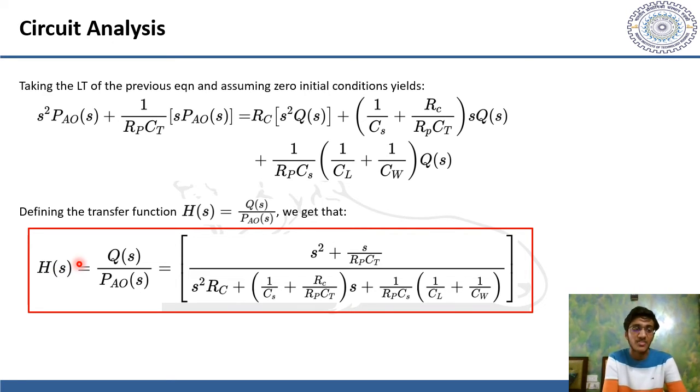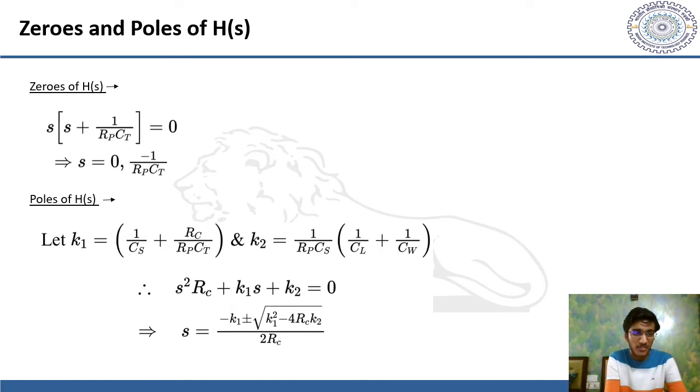In order to do this, we first need to figure out the poles and the zeros of this transfer function H of s. Now, the zeros of the transfer function can be found by setting the numerator of the transfer function to 0, while the poles can be figured out by setting the denominator of the transfer function to 0. They would therefore yield that the zeros are s equal to 0 and minus 1 over RPCT, while the poles would be obtained by solving this quadratic equation. They're essentially the solutions to this quadratic equation, and therefore s is equal to minus K1 plus minus the root of K1 squared minus 4 RC K2, divided by 2RC, are essentially going to be the two poles.